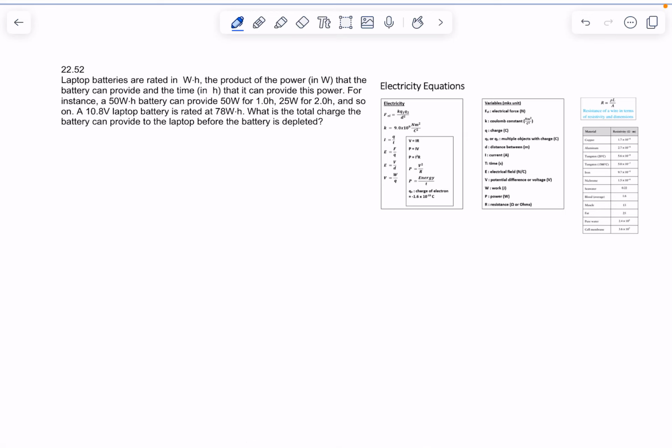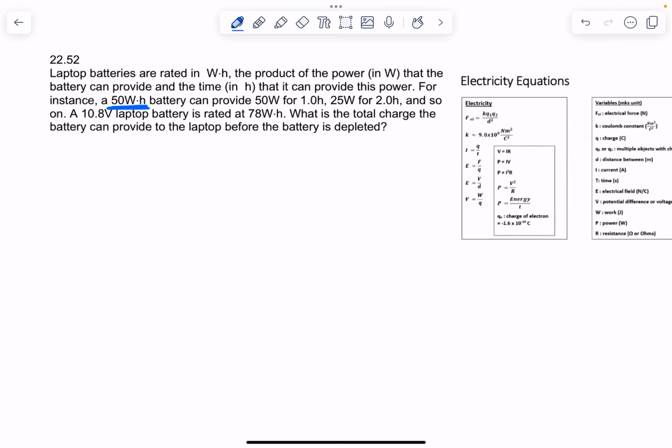Tricks in it, I think. Now, something that's just important to understand is we've got this weird concept called a watt hour. So what's a watt hour?